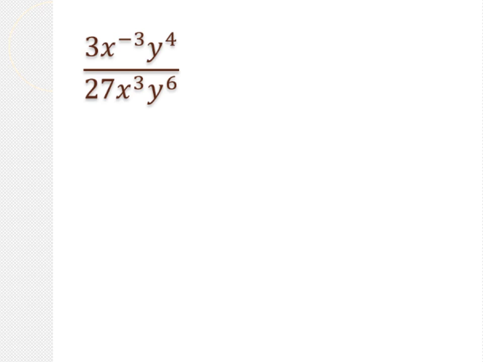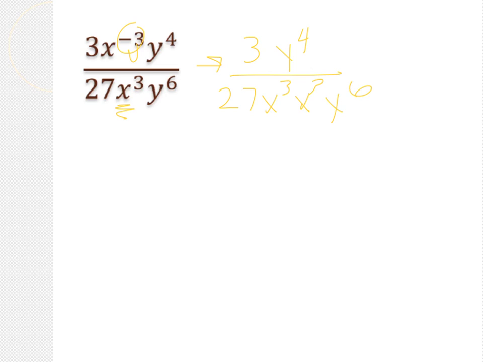I know what you're thinking. I can't do this. This is too hard. You have to take it one step at a time. Now when you're simplifying this, I'm going to right away rewrite this so that I don't have this negative exponent. So I'm going to have the 3 still on top, the y to the 4th on top, 27. Here I have x cubed that moves down below. I also have an x cubed that was already down there, and y to the 6th.